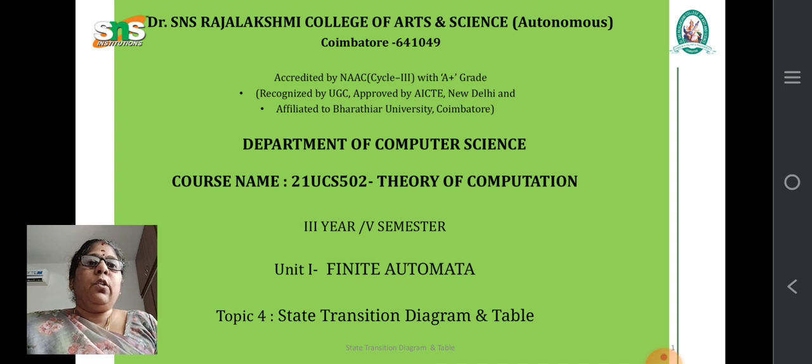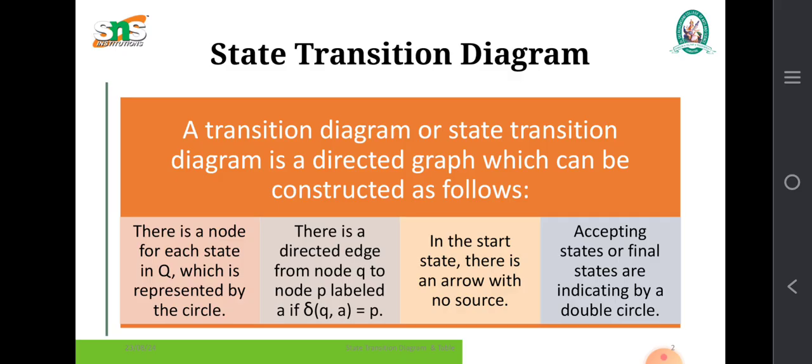So in this video, we are going to learn about state transition diagram and state transition table. Coming to the state transition diagram: already we have seen what a transition is, moving from one state to another. It is a graphical representation of the transition of the states by getting the input. A transition diagram or state transition diagram is a directed graph which can be constructed as follows. It is nothing but a directed graph.